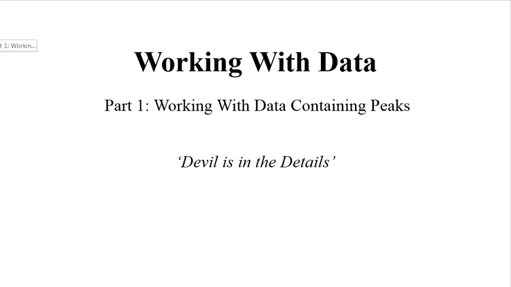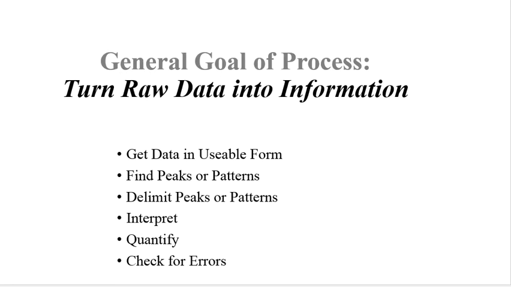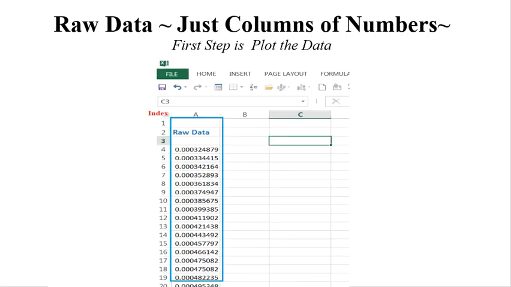This video deals with working with data. It's part of the modules associated with making meaning out of the observations that you've had from the instrumentation. The very first thing you have to do and realize, the general idea, is turn the raw data into information. So you have to get it in a usable form, understand the patterns that are there, delimit whatever the patterns are, interpret those, then quantify them, and check for errors along the way.